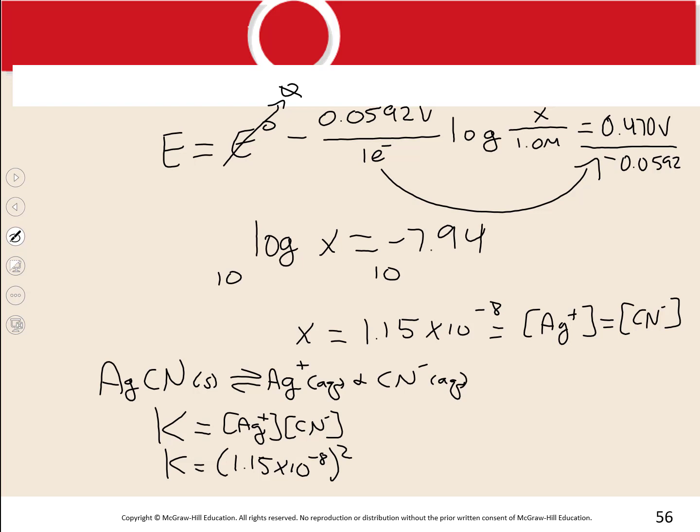So that gives us Ksp of what? Good. 2 times 10 to the negative 16.